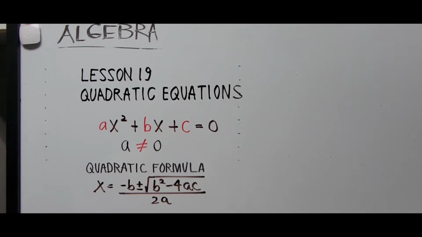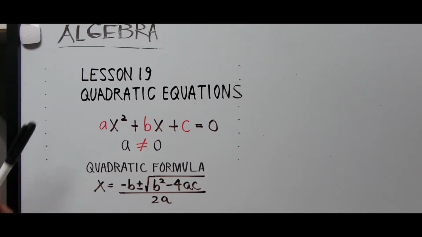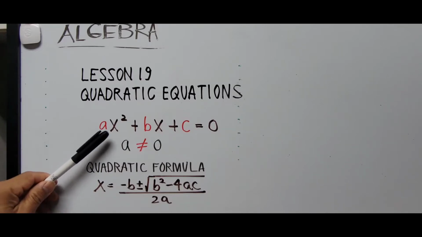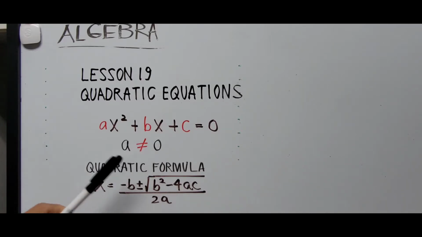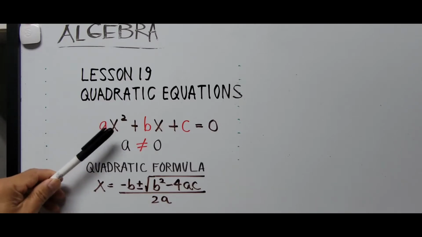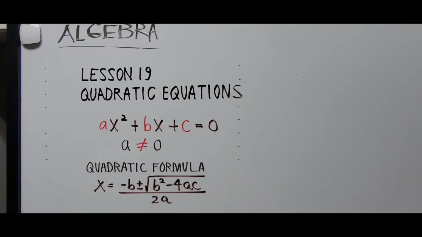We're now on lesson 19, quadratic equations. And we have here the quadratic equation, ax squared plus bx plus c is equal to 0, where a cannot be 0. Otherwise, it won't be a quadratic. And the quadratic formula is here, x is equal to minus b plus or minus square root of b squared minus 4ac, all divided by 2a.